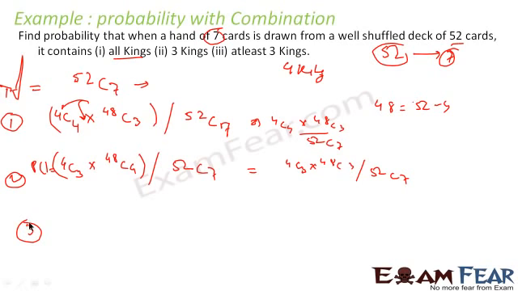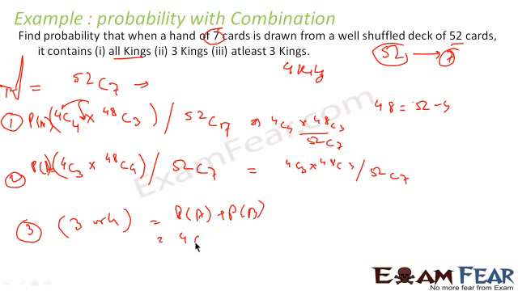Now in the third case, it's saying at least 3 kings. That means 3 kings or 4 kings. So we can just add these two. Let's suppose this is PA and this is PB. So we have to say it is equal to PA plus PB. So we have to add these two.